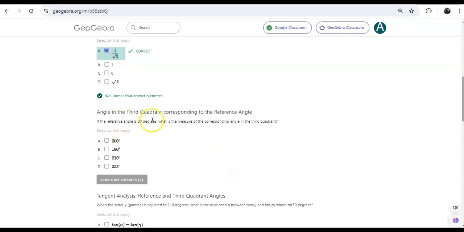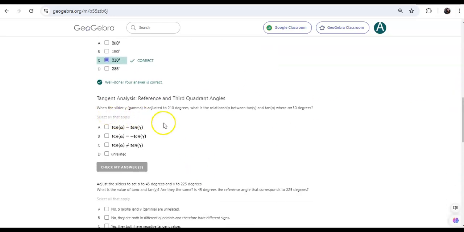This is for the angle in the third quadrant that corresponds to the reference angle. If the reference angle is 30 degrees, what is the measure of the corresponding angle in the third quadrant? What is the pair of 30 degrees? That would be in the third quadrant. To determine that, everyone, we just need to add 180 degrees to the reference angle. So our reference angle is 30 degrees, so 30 degrees plus 180 degrees would be 210 degrees. Okay, very good. Next question.